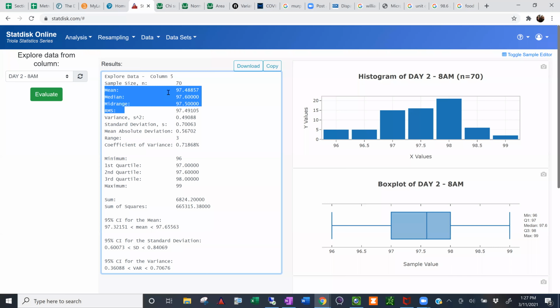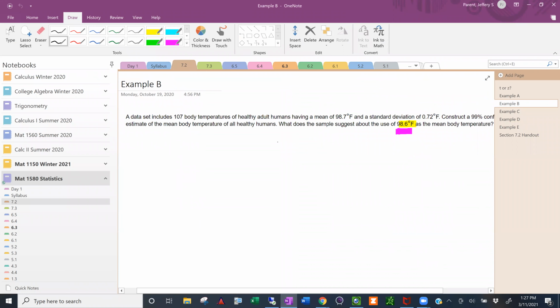So I have a question. Just by looking at example B, how are we supposed to know how to go about solving this problem? If I were to look at example B, I would not guess to go into data sets and do all of this. I don't know how to go about it. So the big clue is that you're asked to construct a 99% confidence interval.